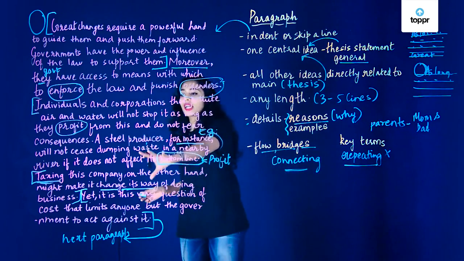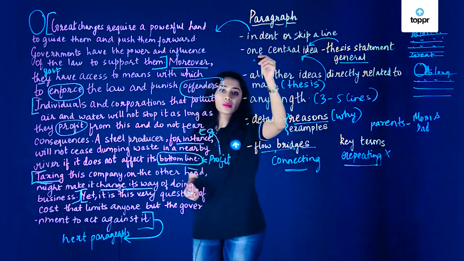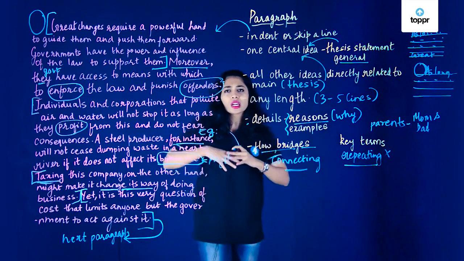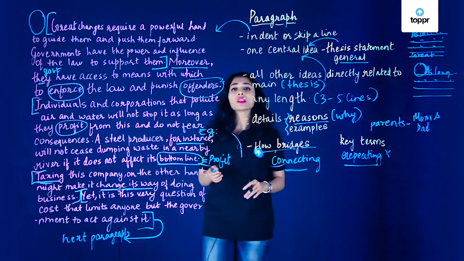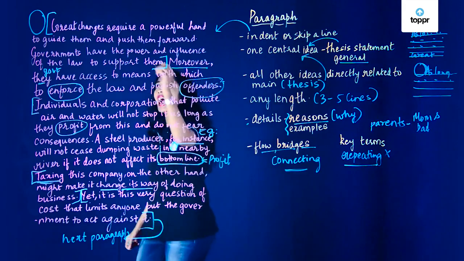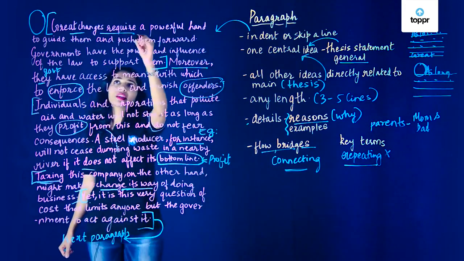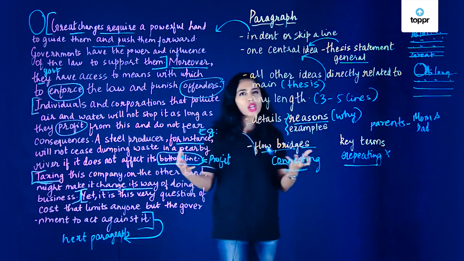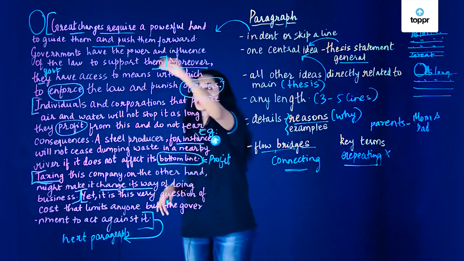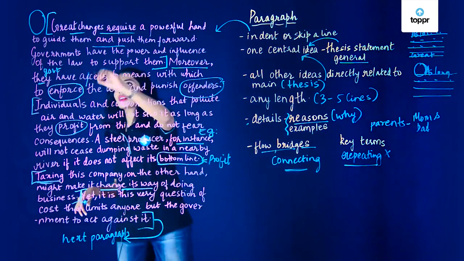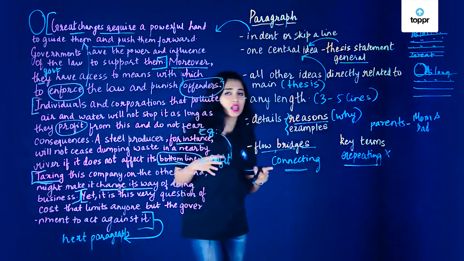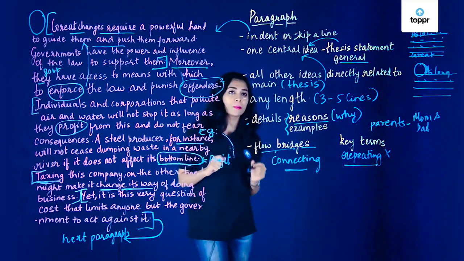So what have we looked at in this paragraph? We've looked at how we should always start the paragraph with an indent, or if you're not leaving an indent, we should skip a line. A paragraph should always have a thesis statement, that is one central idea. It shouldn't be specific but a general one. All the other ideas should connect to the thesis statement, to the central idea of the passage.